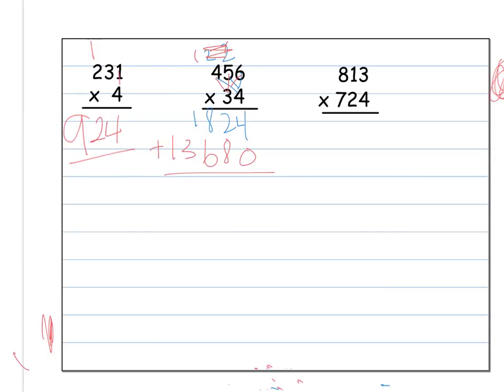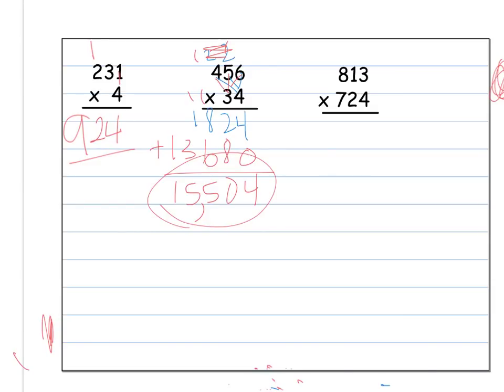Add our partial products together. 10. 8 plus 1 is 9, plus 6 is 15. 3 plus 1 plus 1 is 5. Bring down our 1. Our final answer is 15,504.